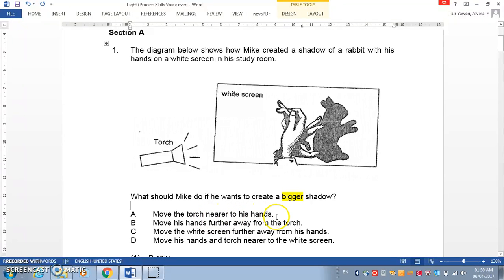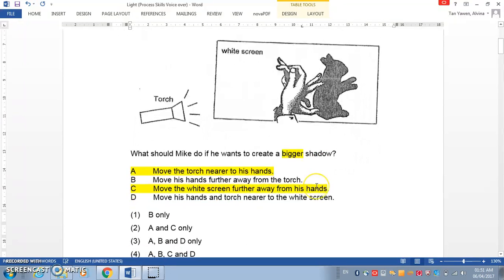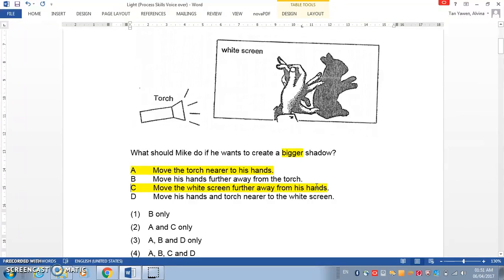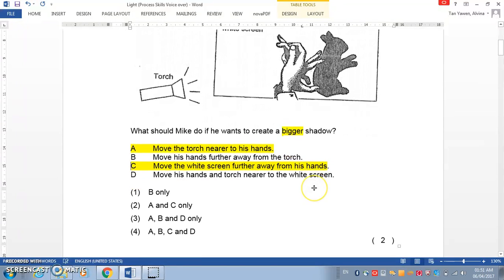A, move the torch nearer to his hands. So yes, this is one option to increase the size of the shadow. B, move his hands further from the torch, which is wrong. We're supposed to move the torch nearer to his hands. C, move the white screen further from his hands, which is correct. And the last one, move his hands and torch nearer to the white screen, which is wrong. Alright, so the correct answer is actually number 2, A and C.